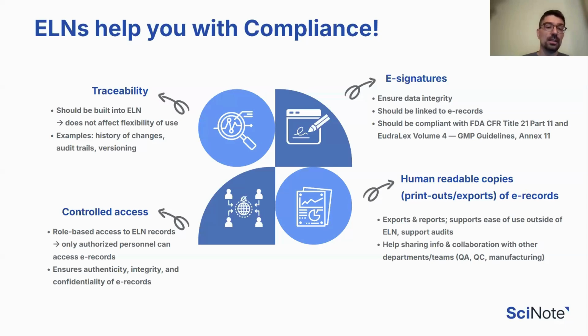And this means that the ELNs should show history of changes, display audit trails, and so on. Control access is a very important thing. Typically, ELNs solve that with having a role-based access to electronic records. This actually means that only authorized personnel, authorized people can have access to specific electronic records, and that's very important for authenticity of records, integrity, and confidentiality as well.